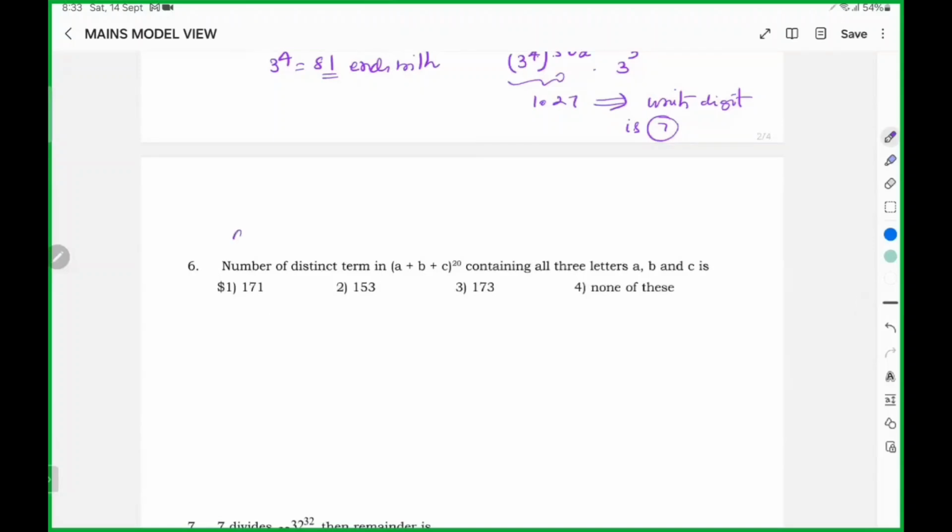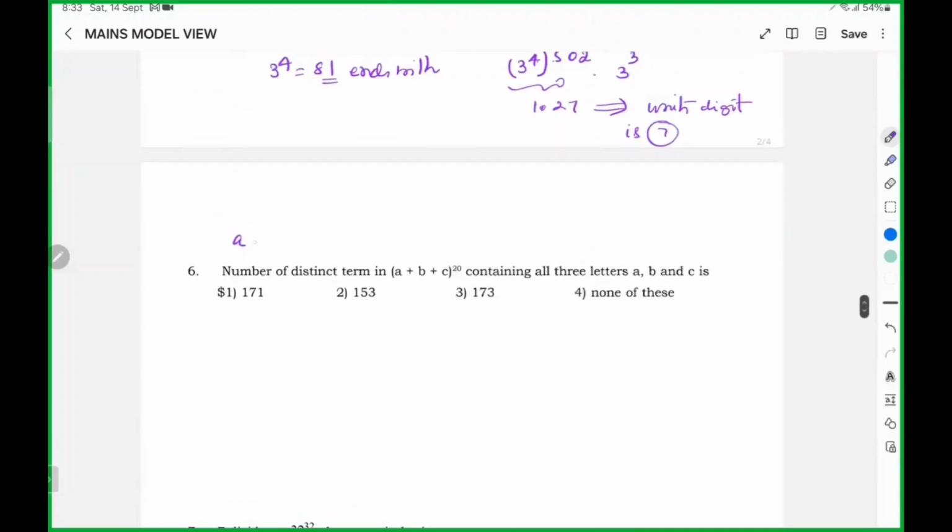Suppose you consider (a + b + c)². You'll have 6 terms: a² + b² + c² + 2ab + 2bc + 2ca. In total you have 6 terms.